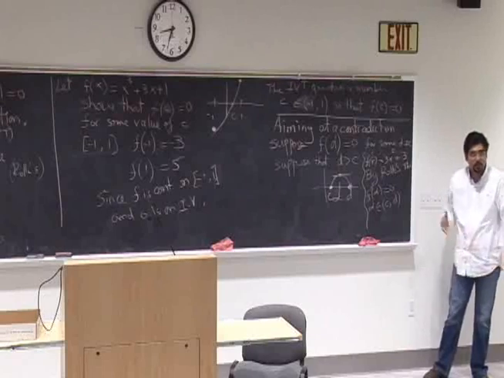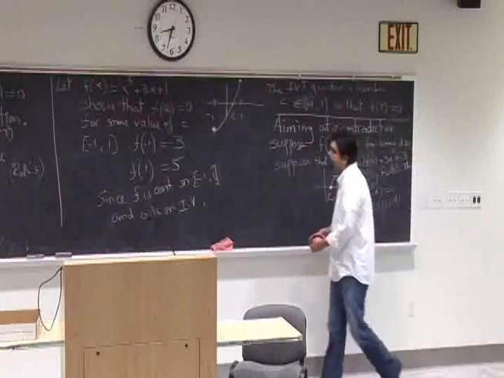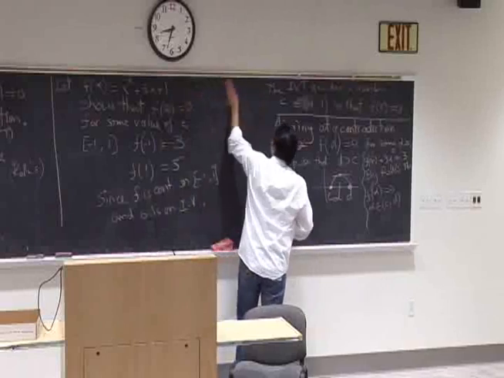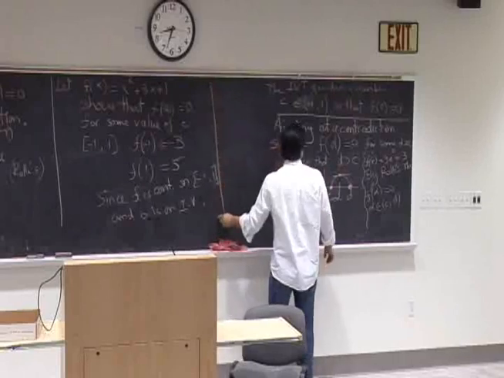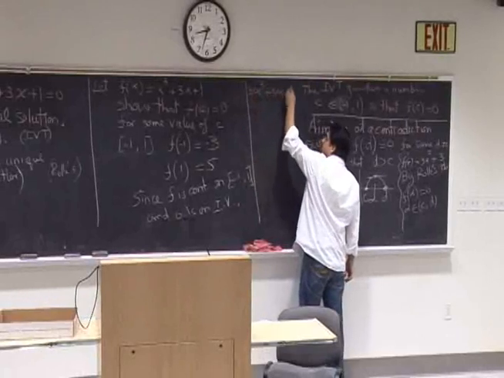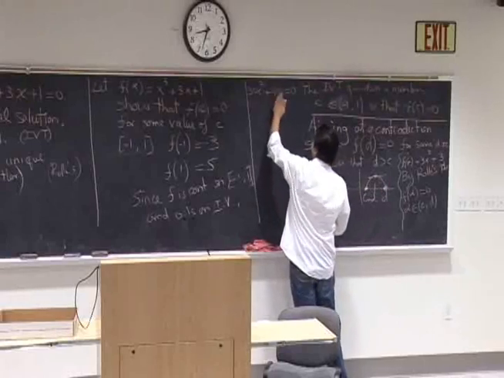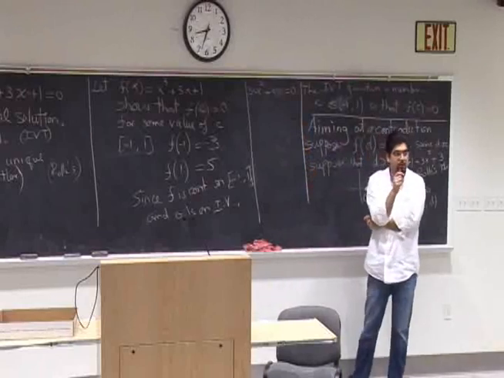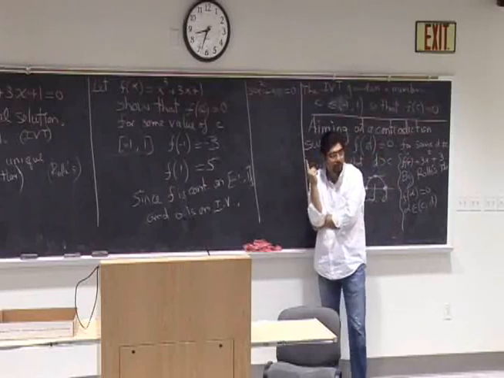But remember, we're supposed to get a contradiction. And here's where the contradiction comes in. Saying that f prime of alpha equals 0 is like saying 3 alpha squared plus 3 equals 0. This is what it means. This is what Rolle's theorem guarantees, and Rolle's theorem is true. That's a contradiction. Do you see why?